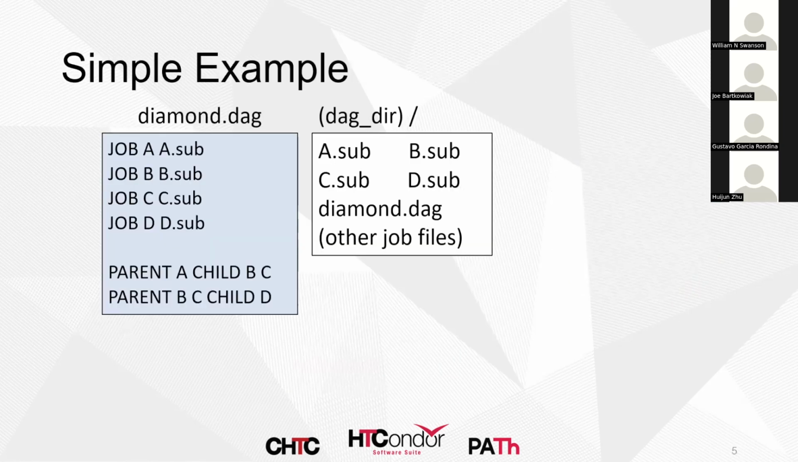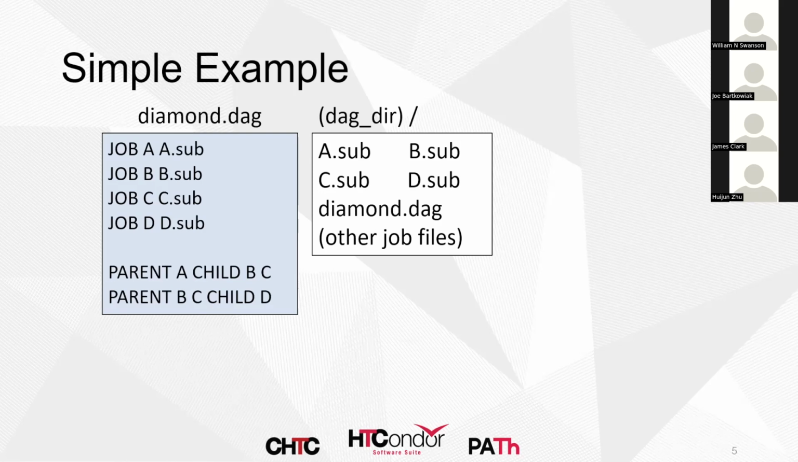So here's a simple DAG example. It's my favorite. You'll see it all over our documentation. It's the diamond DAG. So up here we have our DAG file. This is what describes the DAG. This is how you inform DAGMan what my jobs are, what nodes I want, and how you run them, in what order. And then I also have the directory that you might see. So the DAG dir, and you have all the different submit files and the DAG file.